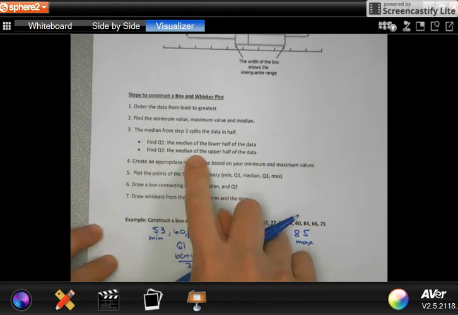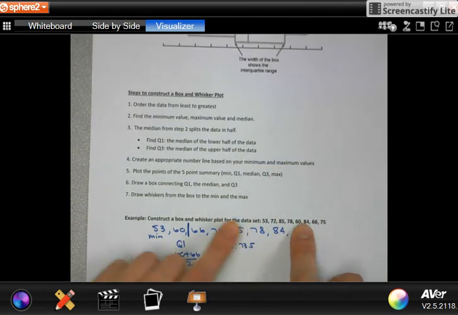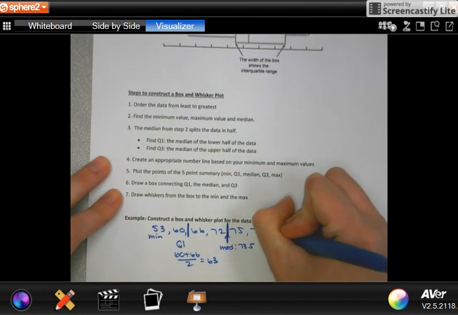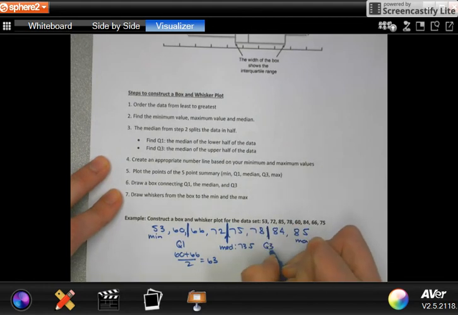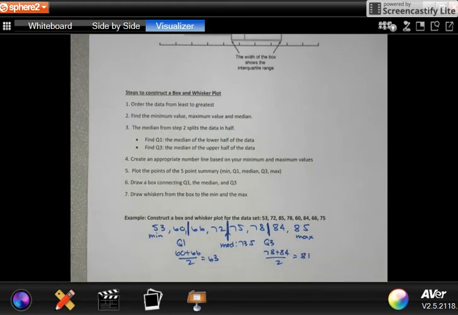Q3 is the median of the upper half of your data. So that would be the average between 78 and 84. So Q3 is 78 plus 84 over 2, which is 81.